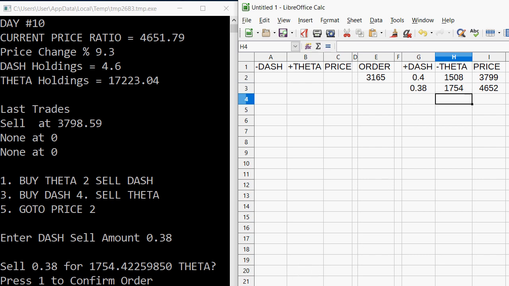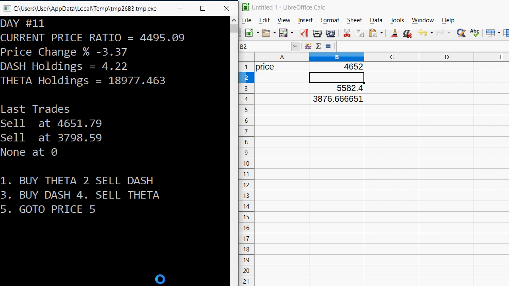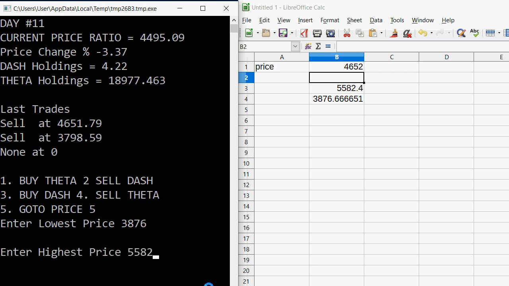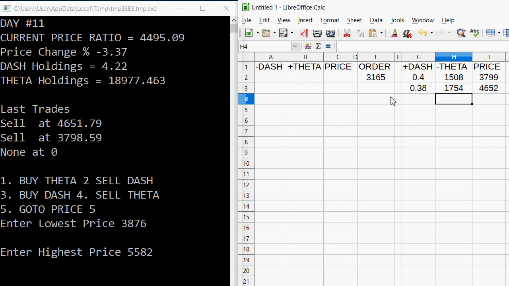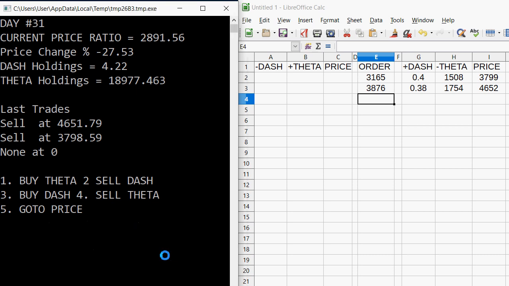And we'll just go in here and put the math for 46.52. So 38.76. Let me just confirm the order. And then go to the next price, which is 38.76 on low, 55.82. And then again here, I'm going to put in 3,876. Okay, so now that takes us to day 31.